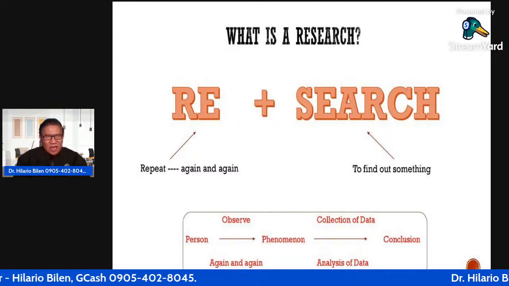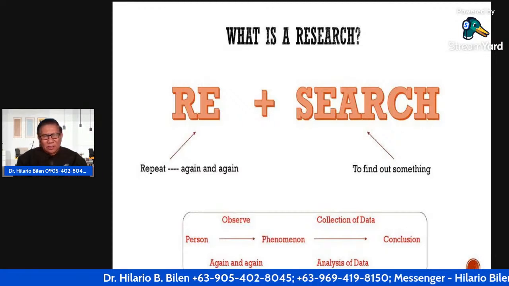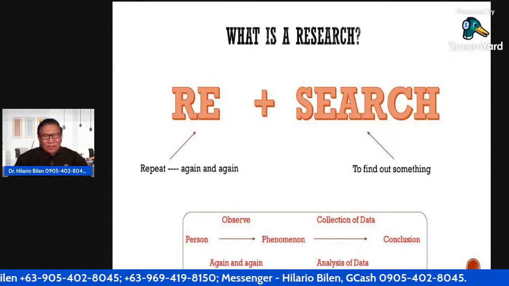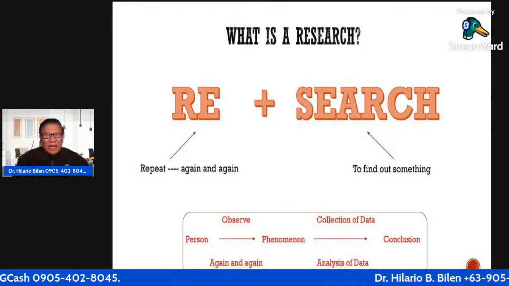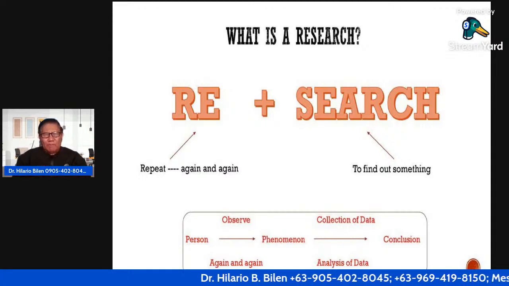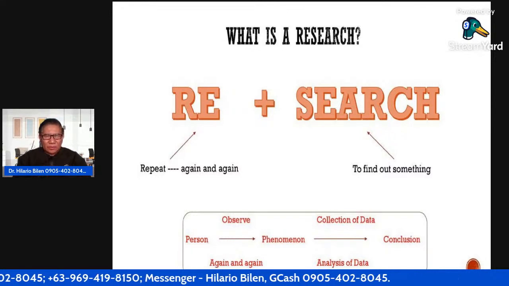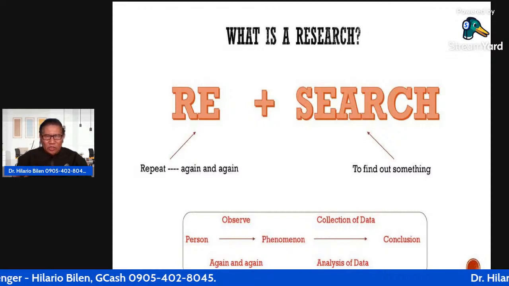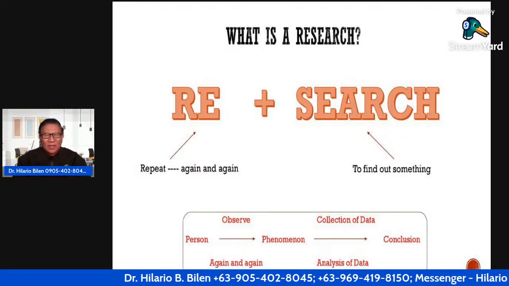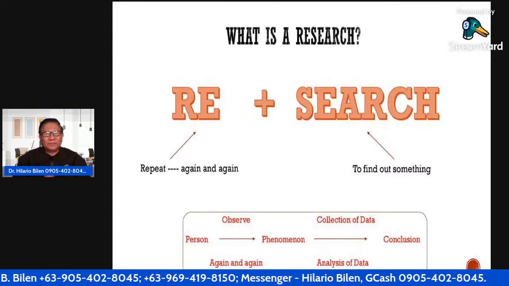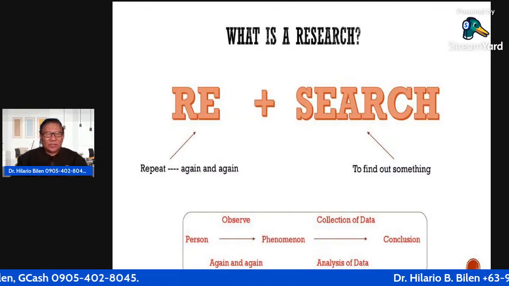Research is a combination of two words, re plus search. We call that research. Re means repeat, again and again. Search is to find out something. So if you want to find out something, you have to do it again and again. That is research. You have to observe, collect data, when we talk about either a person or a phenomenon, and then we have the conclusion, come again, again, and again. And then later on, you have to analyze the data. Come again, that is research.